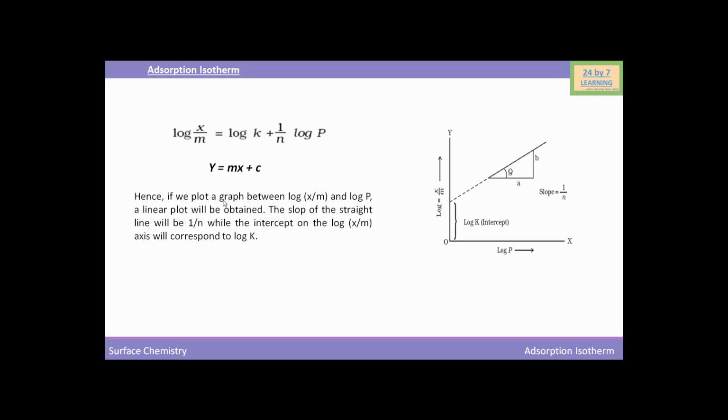Hence, if we plot a graph between log x by m and log p, a linear plot will be obtained. The slope of the straight line will be 1 by n, while the intercept on the log x by m axis will correspond to log k. So, intercept is log k and slope is 1 by n. This is obtained by comparing this equation with the straight line equation. So students, this is all about adsorption isotherm. Thank you.